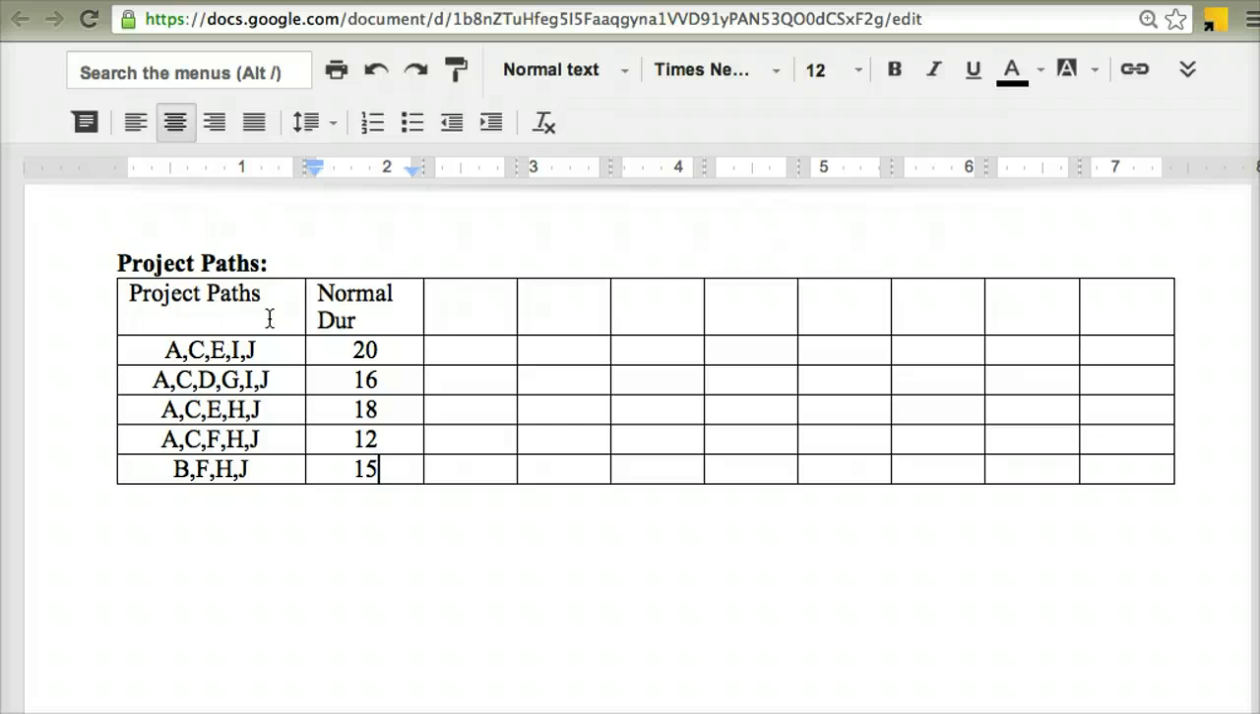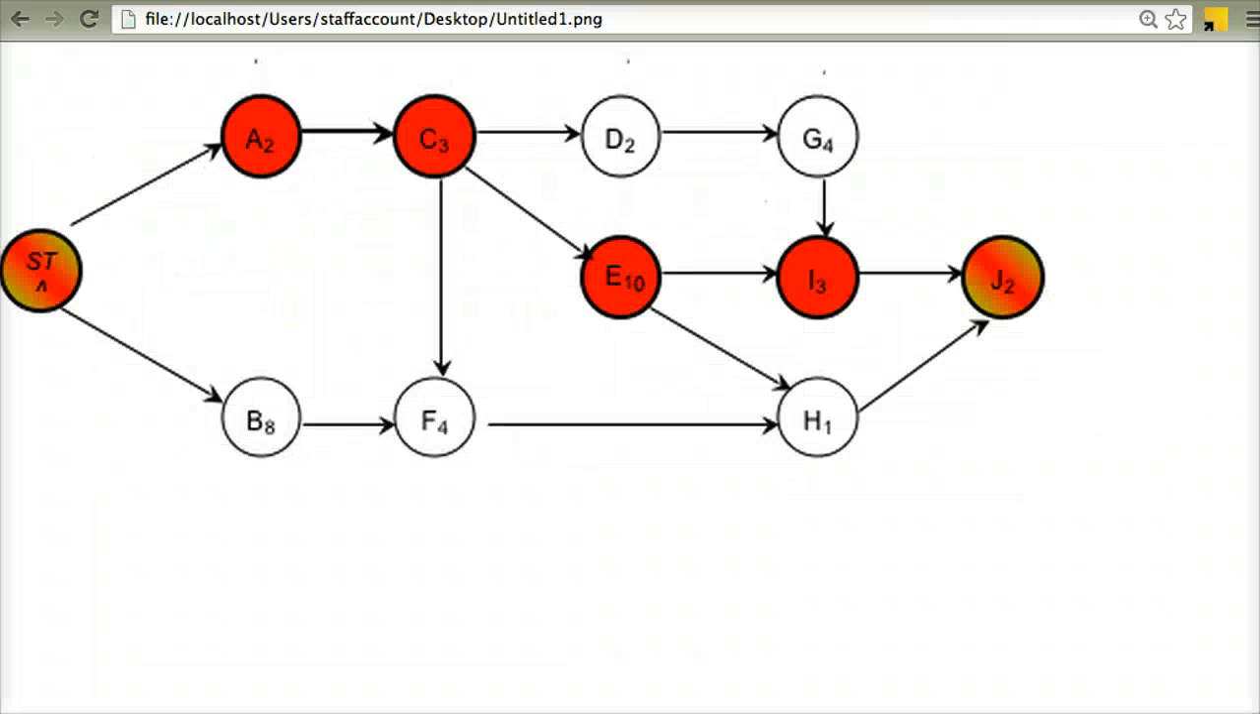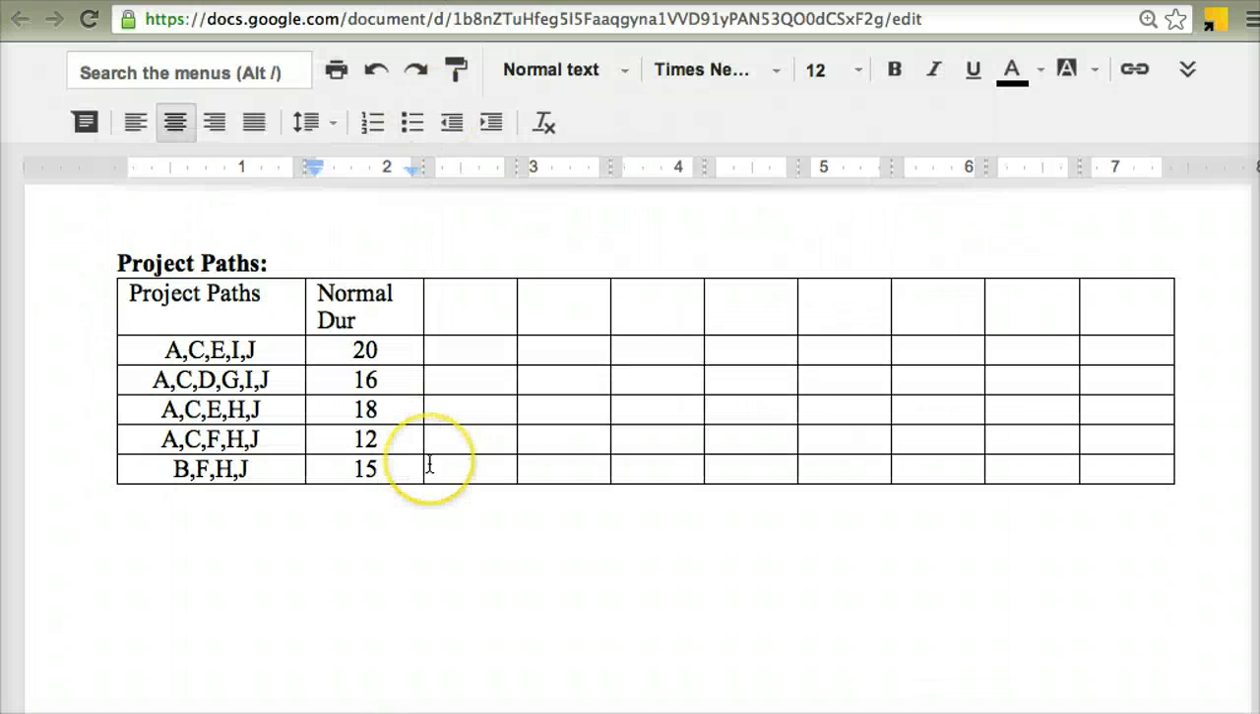And so I've got 5 different pathways through that project network diagram at the moment. There is no other way that I can get from the start node, follow through a path, and get to the end node. I've recorded all of the different paths, and I've added up all of the different durations of each of the different activities on each of those paths to get the normal durations of all those paths.